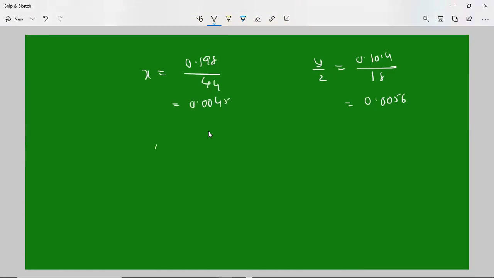So the x value from the combustion reaction is nothing but the mass of carbon dioxide, given as 0.198 grams, divided by 44. And y by 2 from the combustion equation is the water mass given to us, 0.1014 grams, divided by the water molar mass, which is 18. If you go with the simplification, you will get 0.0056 moles for water, whereas for carbon dioxide 0.0045. So x is 0.0045, and here also we have y equal to 0.01 only. So I will write 0.01 one more time.